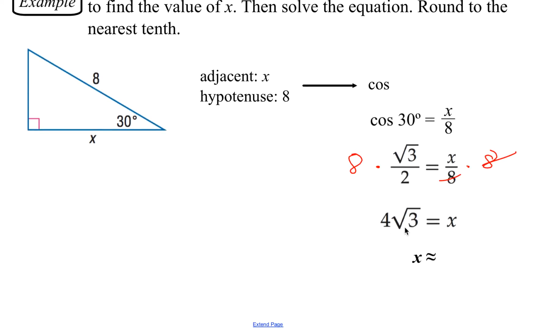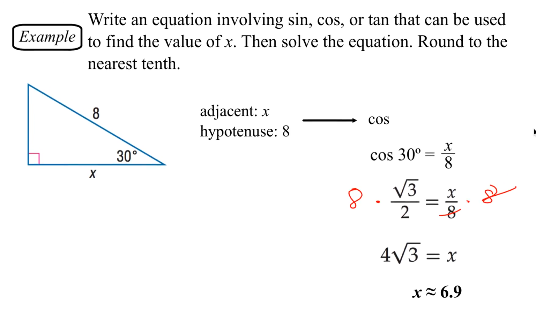So we can plug this into our calculator. The square root of 3 is about 1.7, and 4 times the square root of 3 gives us 6.9 to the nearest tenth. So the value of, what did they ask us to find here? They asked us to find the length of this side. So the length of that side right there is approximately 6.9 units, whatever units we are dealing with.